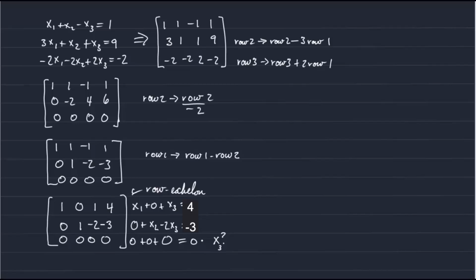But in the previous example, the bottom row gave us information about x3. But in this case, we don't have any information about x3. And it turns out that x3 is unconstrained. And it can be anything. And the top two equations tell us that x1 and x2 are functions of x3.